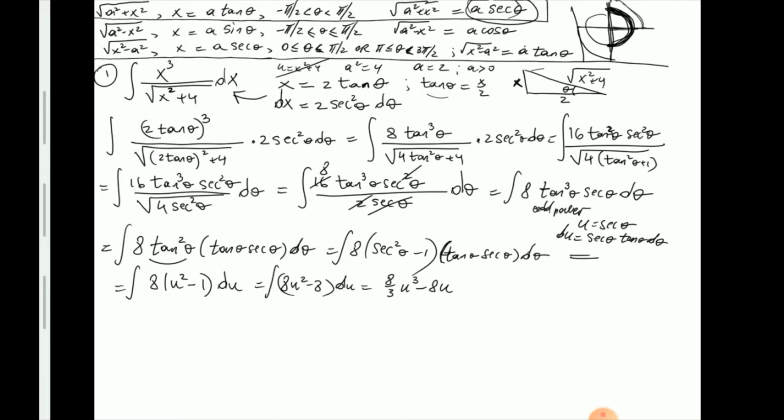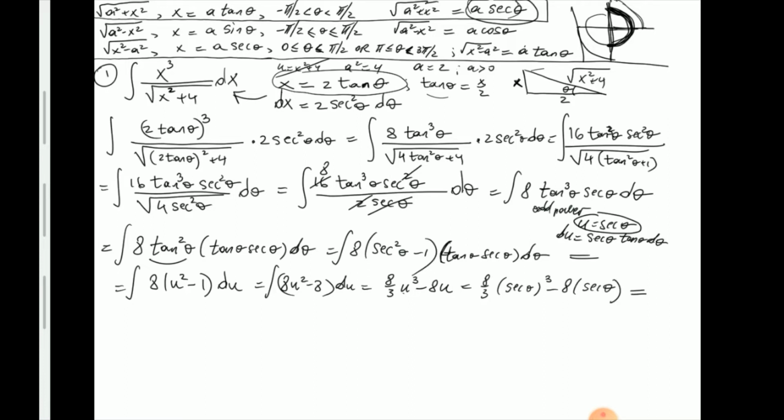So we have to go back now to the original variable. Notice this problem required in the end 2 substitutions. The first one was the trigonometric substitution, which is the topic of the lesson today. The resulting integral required another typical u substitution, which we learned in the previous lesson. So we go back to x in 2 stages. We're done with the integration step. We go back from u to theta. u was secant theta. So 8 thirds secant theta to the power of 3 minus 8 secant theta.